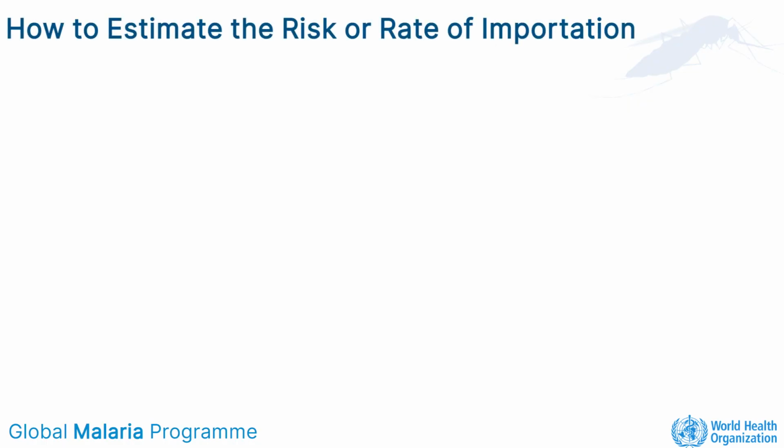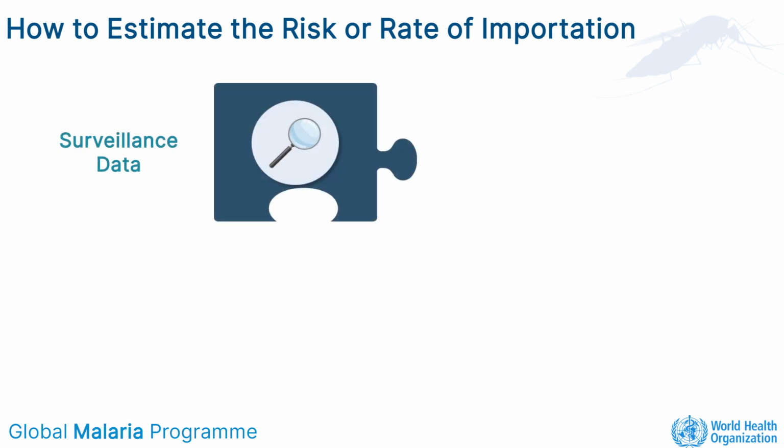We've completed our review of the three methods to estimate receptivity. The other factor that is needed to estimate the malariogenic potential is the risk or rate of importation. Estimating the risk or rate of importation may be relatively more straightforward than estimating receptivity. The most important source of data comes from the malaria surveillance database that is recording information on all imported cases.